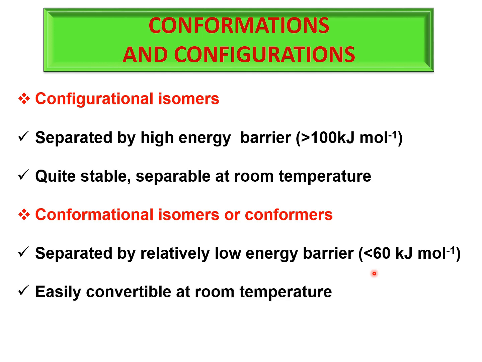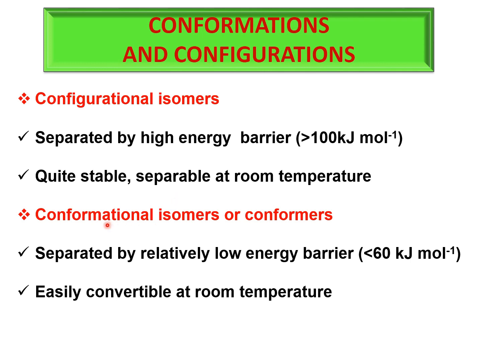And it is only because of the higher energy barrier between two configurational isomers that they are quite stable. Stability means that they can exist as separate entities, and in the same way they are separable at room temperature. This means that you can have them separately and study their properties separately, because the energy barrier is higher, so they can exist as separate stereoisomers.